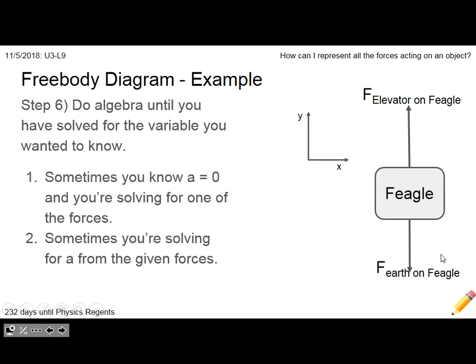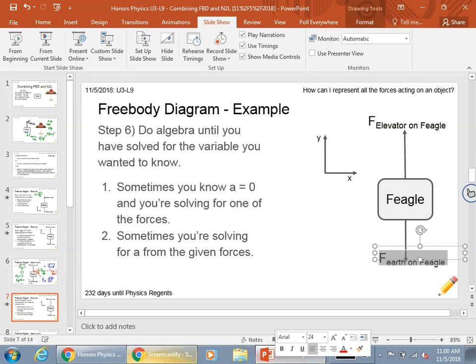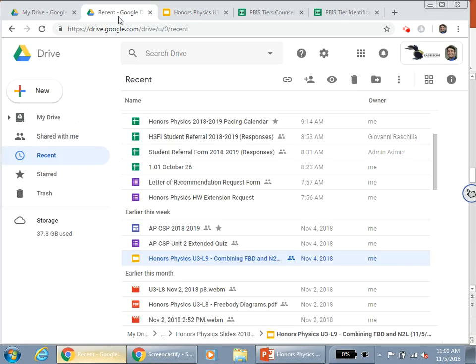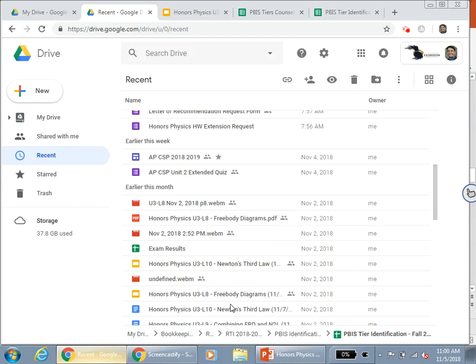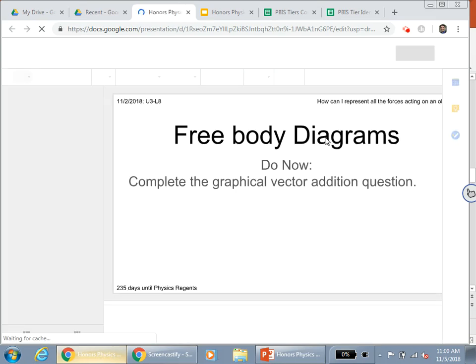And now we're going to do it in another way, where we were told information in the question about the acceleration. So let me pull up that question part from the slides on Friday. I forgot to put this. We'll get it here.